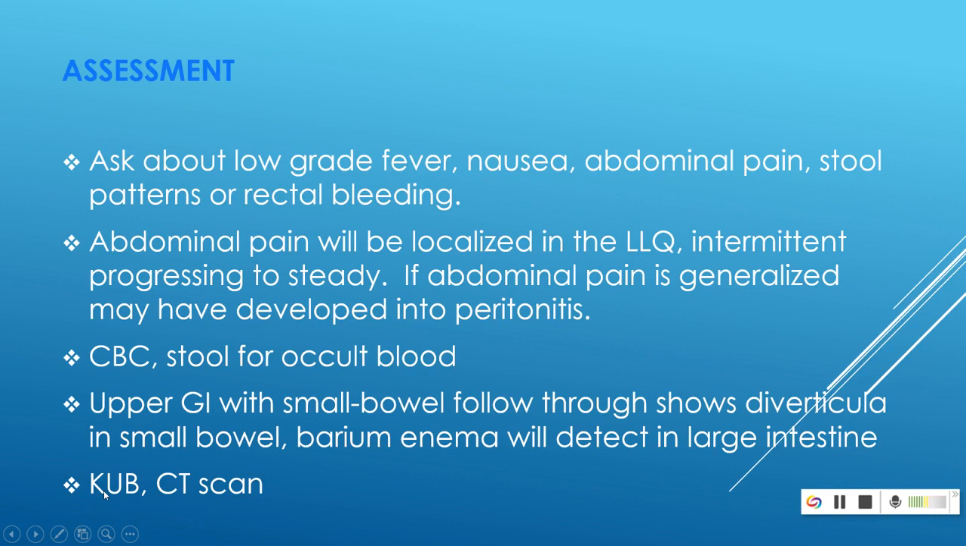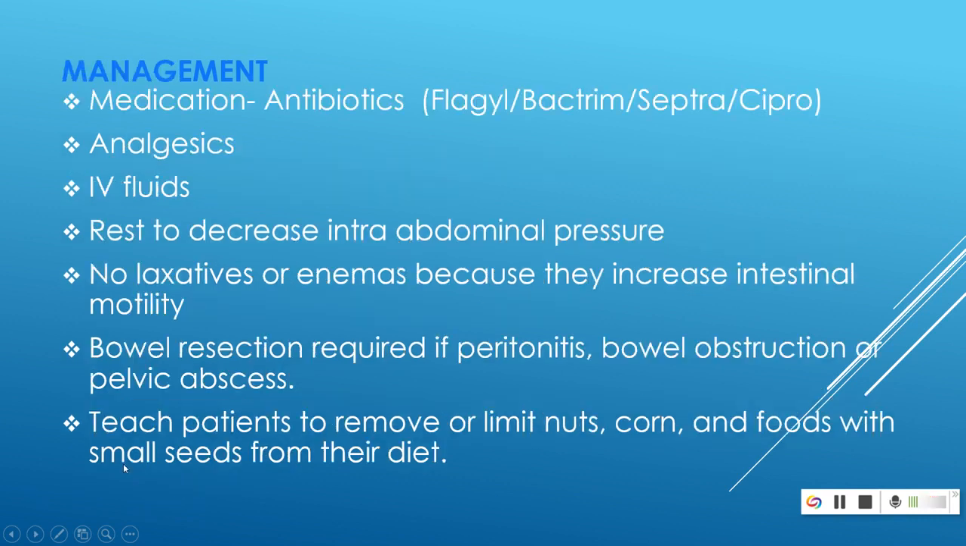KUB, again, that can show, if we've got inflammation going on, that the colon is a little bit dilated, like it's bigger. A CT scan, same thing. Medications, antibiotics. We're going to look at Flagyl, Bactrim, Septra, and Cipro. These are all your frequently used antibiotics for this problem.